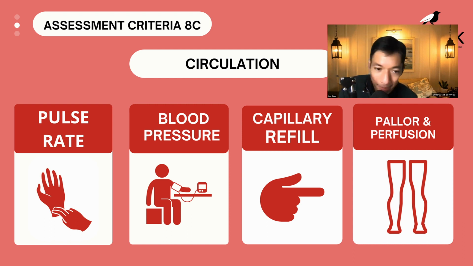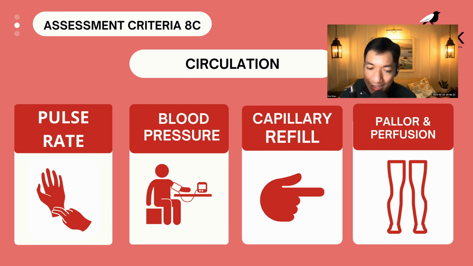So next is pallor and perfusion. So for pallor and perfusion, you only need to palpate or place your hand on the patient's upper and lower extremities to check for any cyanosis, for the temperature. Remember, there might be patients wherein the temperature on the upper limb is different to the temperature of the lower limb. So that might signify that the perfusion in the lower limb is poor as compared to the upper extremities.